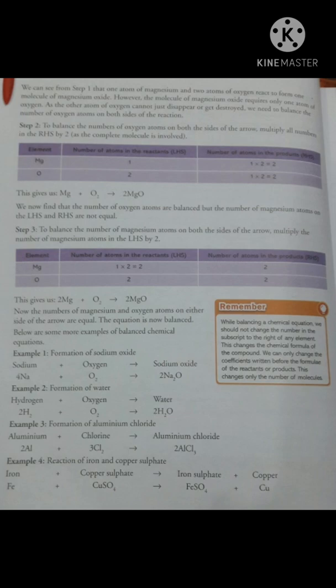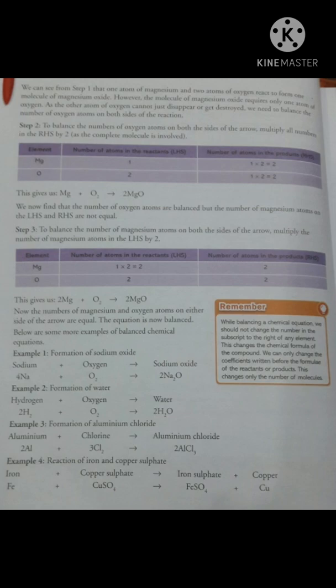Now example number 4: reaction of iron and copper sulfate. Iron reacts with copper sulfate to produce iron sulfate and copper. Iron reacts with copper sulfate and it produces FeSO4, iron sulfate, and copper. Here one atom of iron reacts with 1 molecule of copper sulfate to produce 1 molecule of iron sulfate, or ferrous sulfate, and 1 atom of copper.